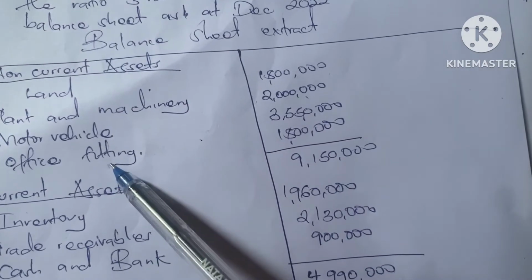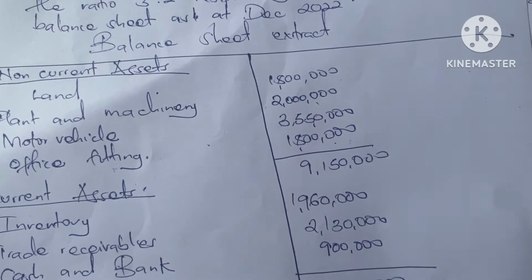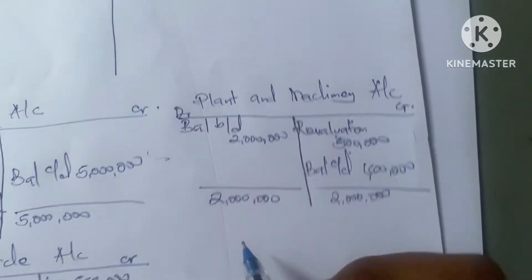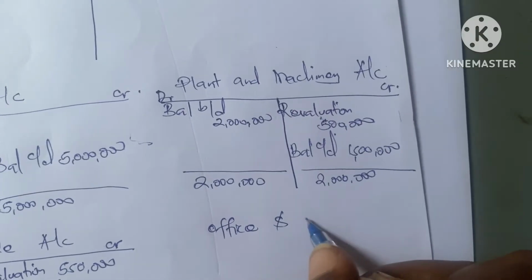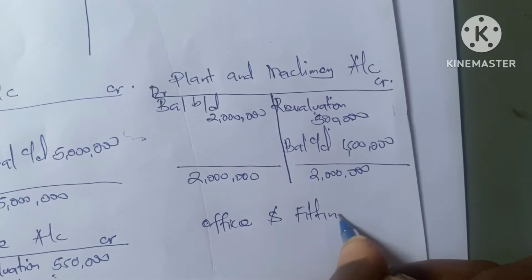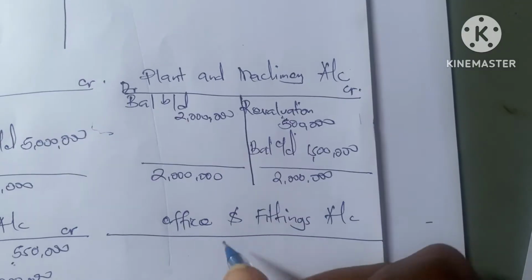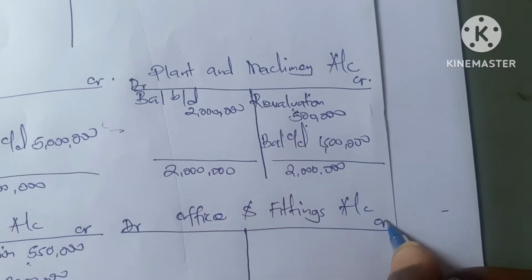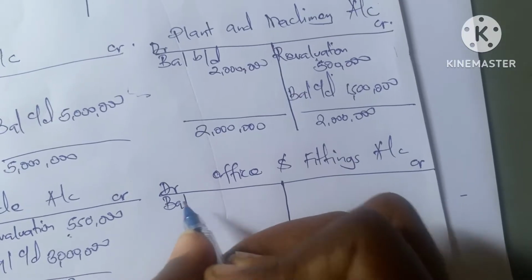Office and fittings had a value of 1.8. It was revalued to 2M. There was an increase in the value. So we prepare the office and fittings account. Office and fittings account, debit, and then credit. It is an asset. It has a normal debit balance.